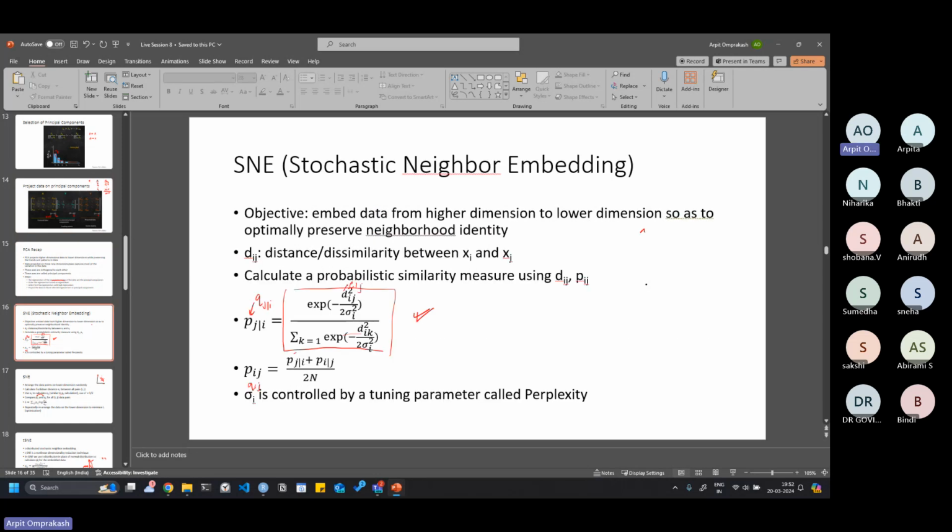Then we talked about SNE, stochastic neighbor embedding, where basically we are embedding data from higher dimension to lower dimension by preserving neighborhood identity. So we calculate a distance or dissimilarity between 2 points. Then we calculate some probabilistic similarity measure between them, Pij. With this, basically, we are using a normal distribution to calculate this value. And the sigma in this equation is controlled by a tuning parameter called perplexity.